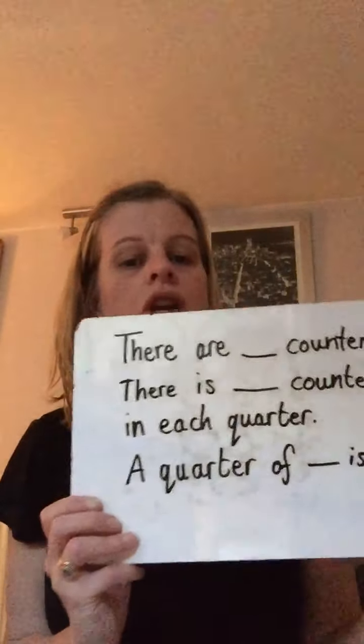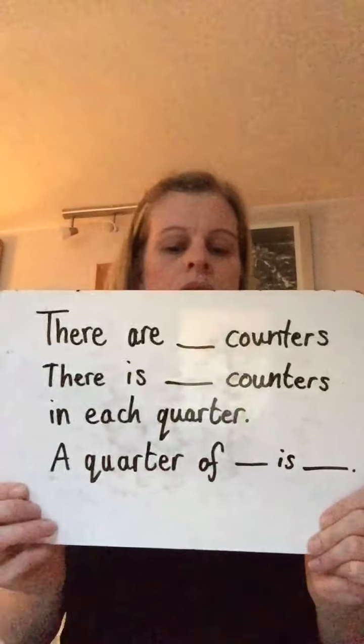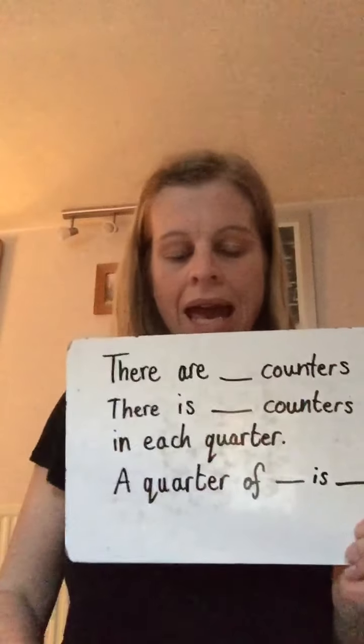So today we're going to think about finding a quarter of an amount. So looking at groups of objects and trying to find 1/4 of that group of objects. I'm going to give you a number, and you are going to find that number of counters, and then I'm going to show you these sentences, and we're going to fill in these sentences together. Just going to do a couple, okay?